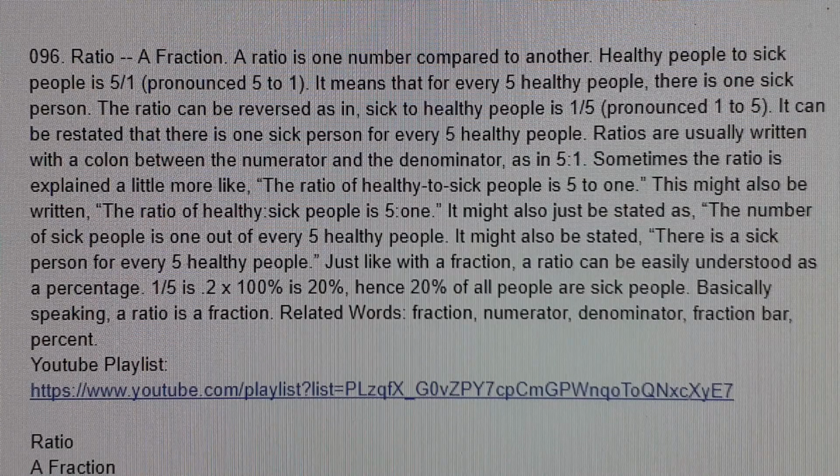Just like with a fraction, a ratio can be easily understood as a percentage. 1/5 is 0.2 times 100% is 20%. Hence, 20% of all people are sick people. Basically speaking, a ratio is a fraction. Related words: fraction, numerator, denominator, fraction bar, percent.